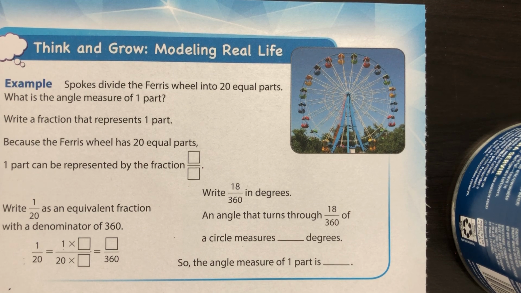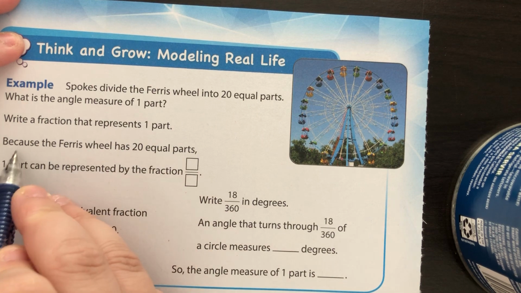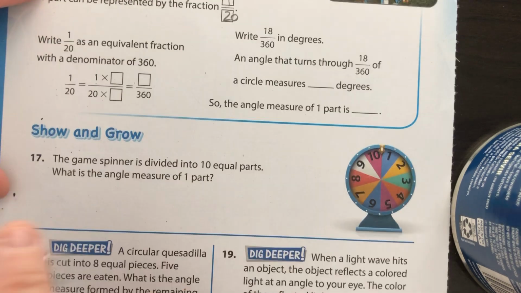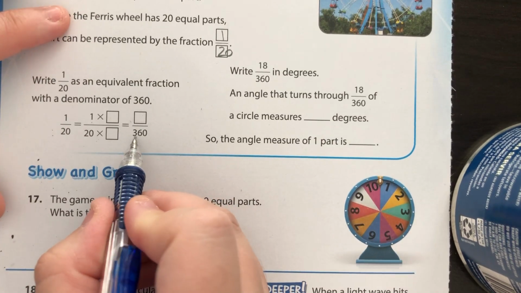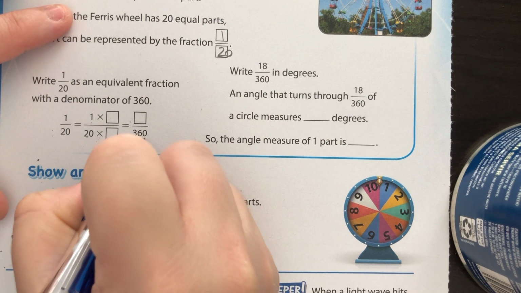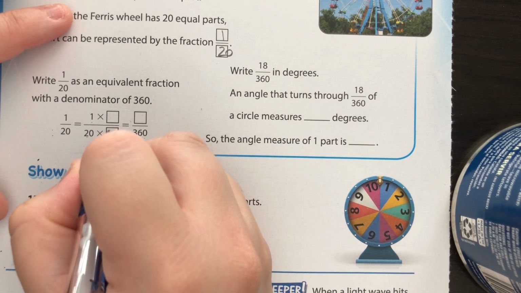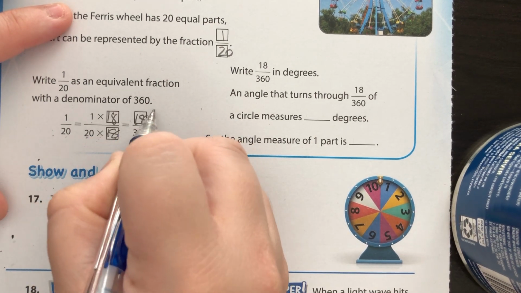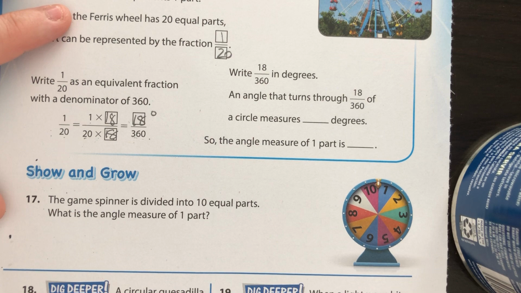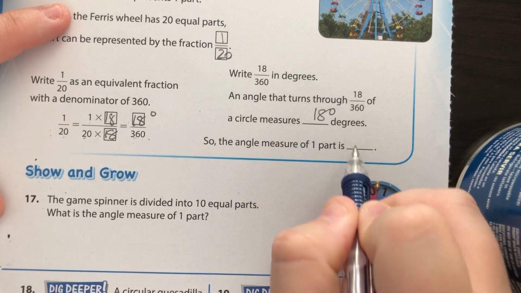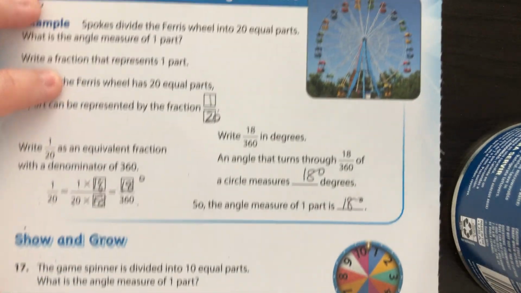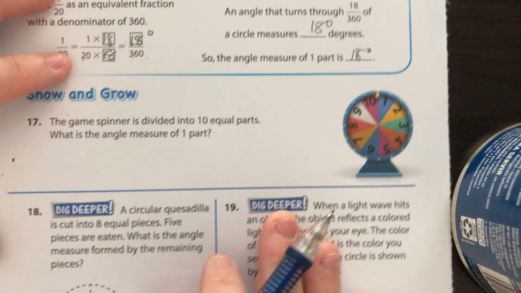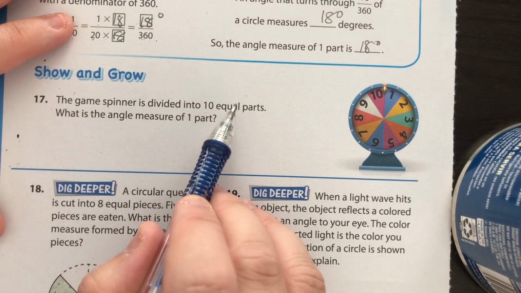So we write a fraction that represents 1 part, because the Ferris wheel has 20 parts. 1 part can be 1 out of 20, right? So we take that 1 out of 20 and we have to turn it into the 360. What times 20 gives me 360? 20 times 18 is 360. So that would be 18 degrees, okay? So the angle measure of one part of this thing is 18 degrees, sorry.